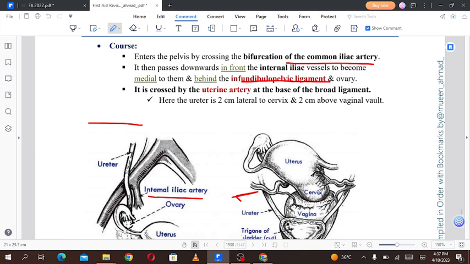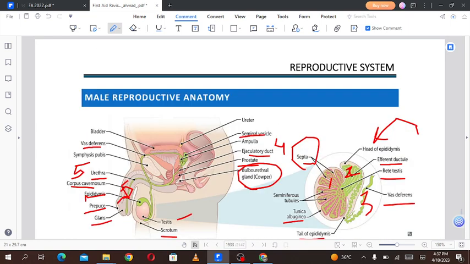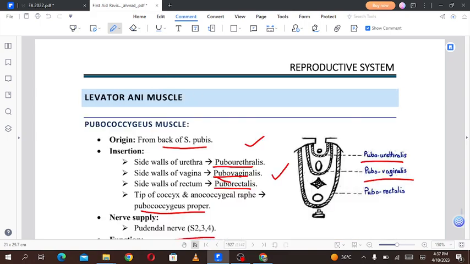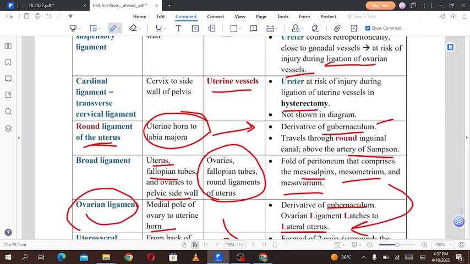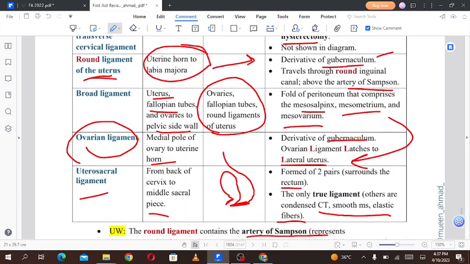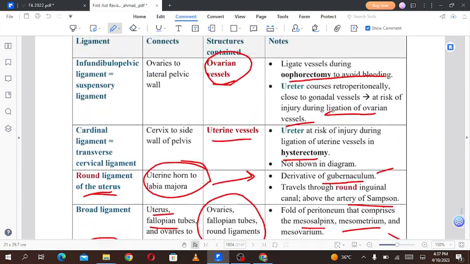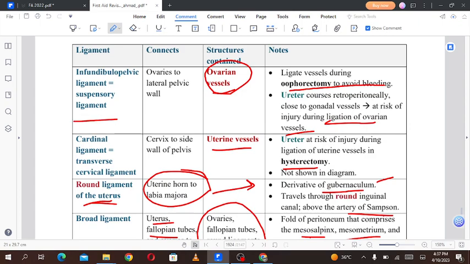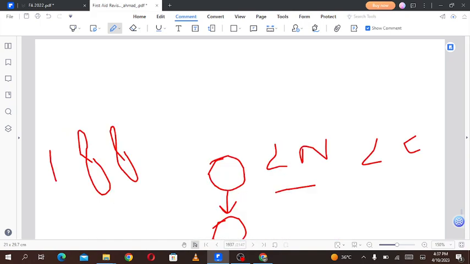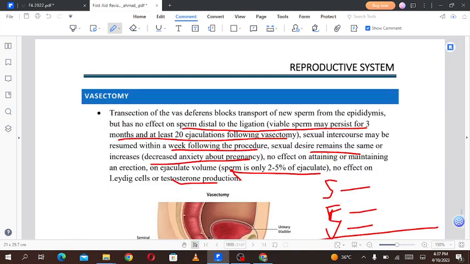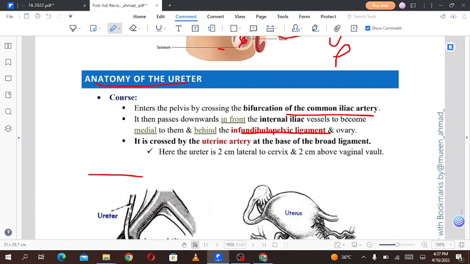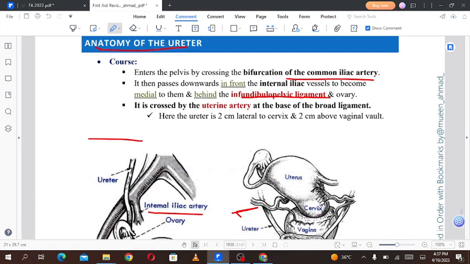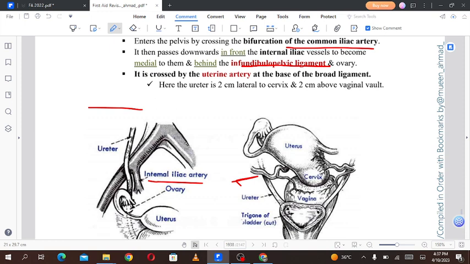If we could go to the infundibulopelvic ligament table, that was somewhere over here, like here. The infundibulopelvic ligament is this one, the suspensory ligament of the ovary that connects the ovary to the lateral pelvic wall. So let's come back over to a picture. Here you can see that it passes downward in front of the internal iliac vessel and becomes medial to them and behind the infundibulopelvic ligament and ovary.